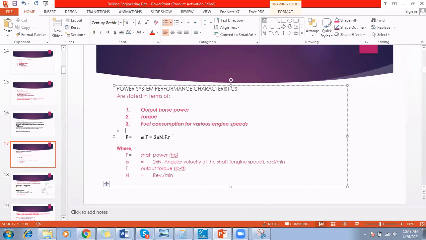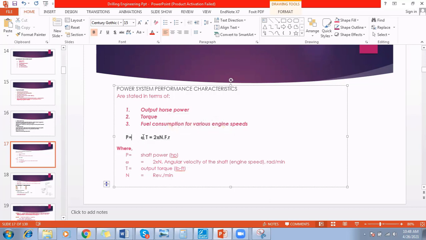So here you can see that this is actually the shaft power, and it is the product of angular velocity and the output torque. You need to focus on the equations, the units, and the conversions. These are the main three things that you need to focus on at the moment.